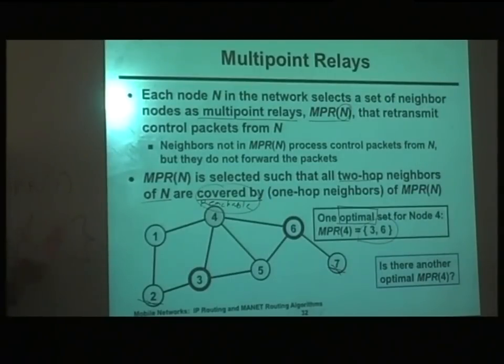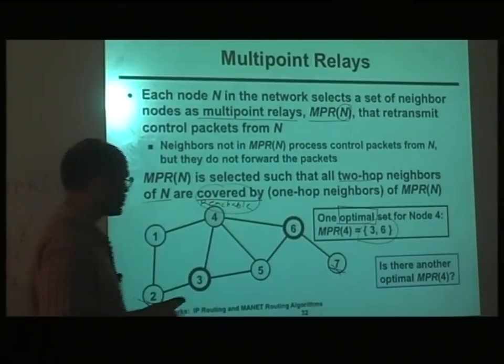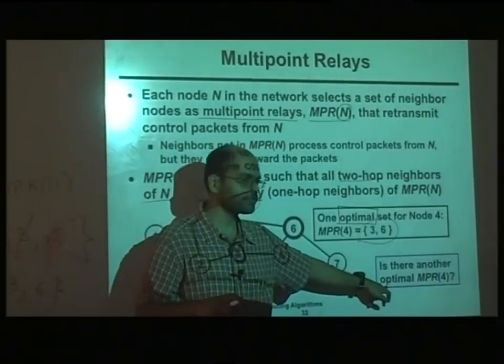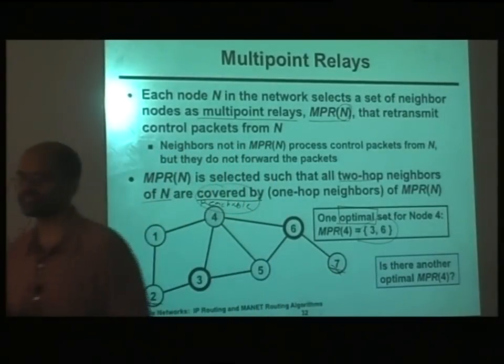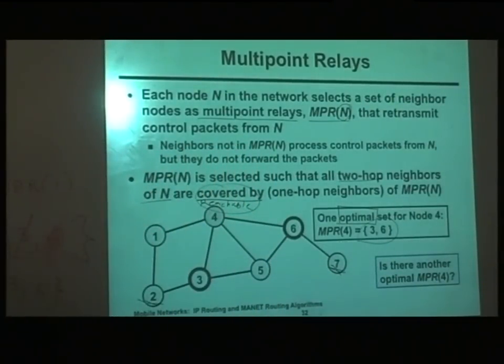Can you eliminate 3? Yes, you can eliminate 3, because 1 is still there to cover 2. So 1 and 6 is an optimal MPR of n, or 3 and 6. There are two possibilities for the MPR of n: 1 and 6, and 3 and 6. Both of them are optimal and you can choose any one. At this point, we define what the MPR of every node is, and these are special relay nodes. Any questions about this?